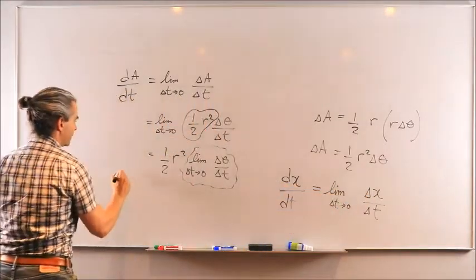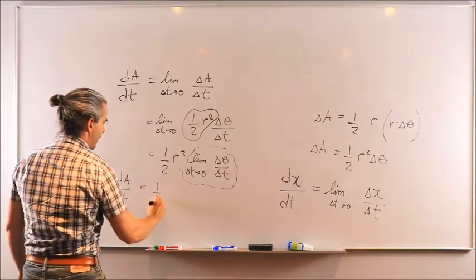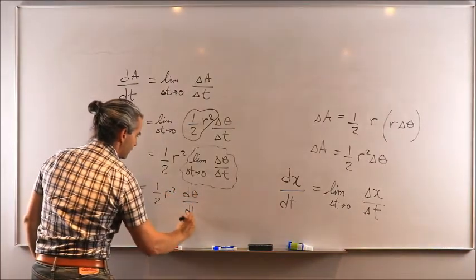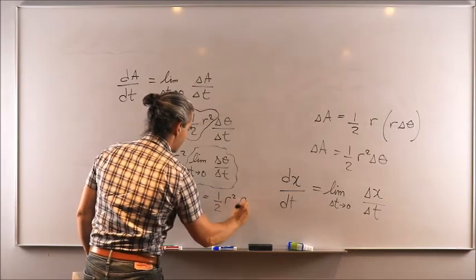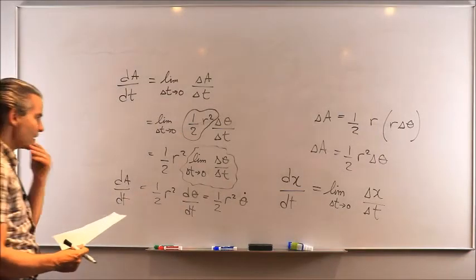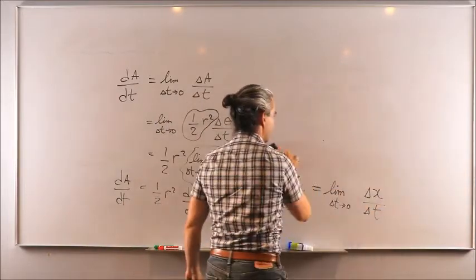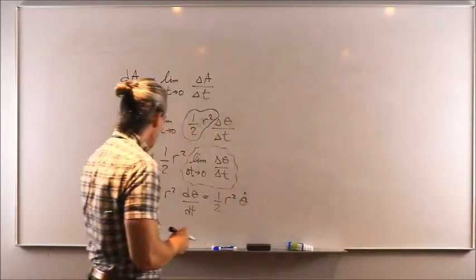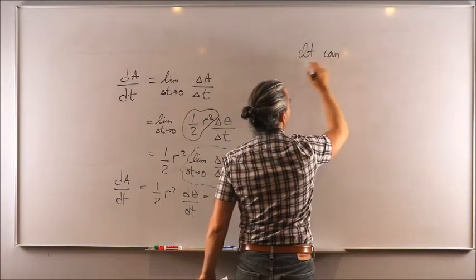So we're going to rewrite that dA/dt is 1/2 r squared d theta/dt, or simply 1/2 r squared theta dot. How does that help us figure out Kepler's second law, or prove that he was right? Well, it can be shown. I'm not going to do it for you; you can do it on your own.